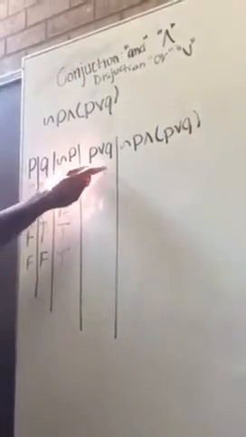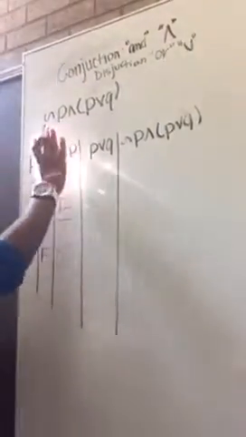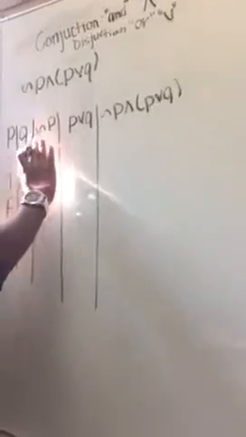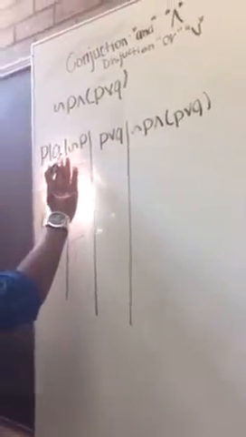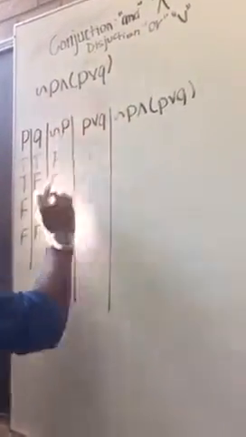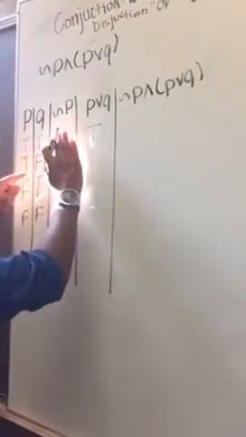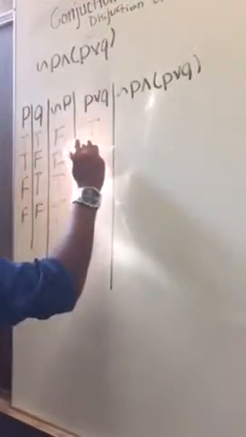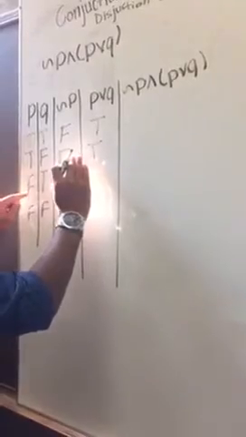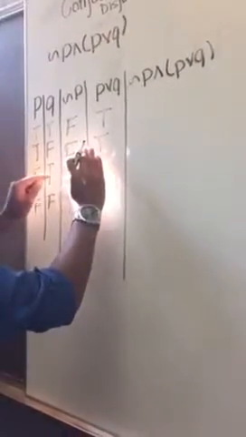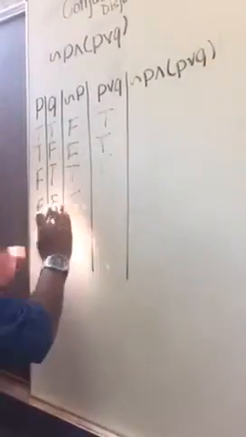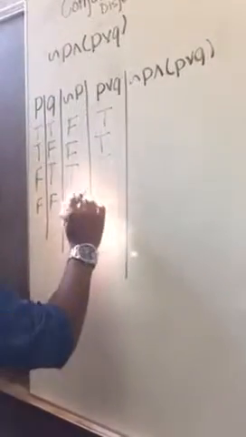Now it says P and Q. So with P and Q, you're going to look at the P and Q side. True and true makes it true. True and false makes it false. False and true makes it false. False and false makes it false.